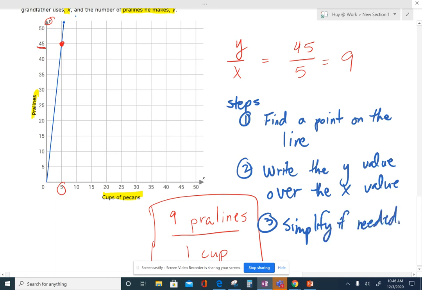All right. So if you want to rewind and rewatch some parts of this video, you can see myself going through these steps. I read the problem, I find a point on the line, I write the y value over the x value, and if I need to, then I can simplify.